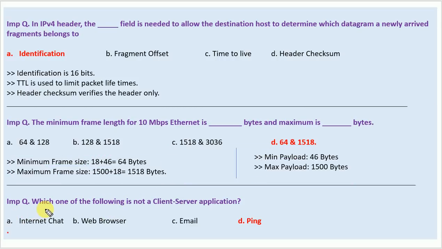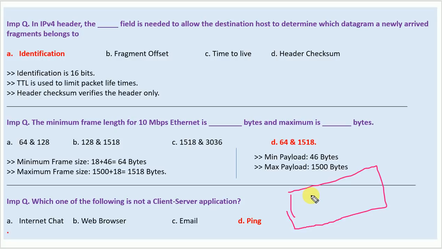Now the next question is, which one of the following is not a client server application? Internet chat, web browser, email, or ping. So this is a basic question. By looking into the options, you can easily say that ping is nothing related with the client server application. Those who are network engineers or who are working in the networking domain can easily relate that ping is basically a command we use to see whether a particular IP address is reachable or not.